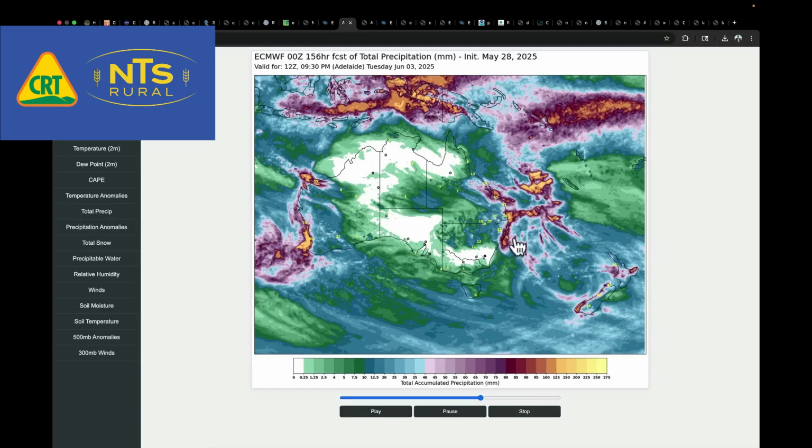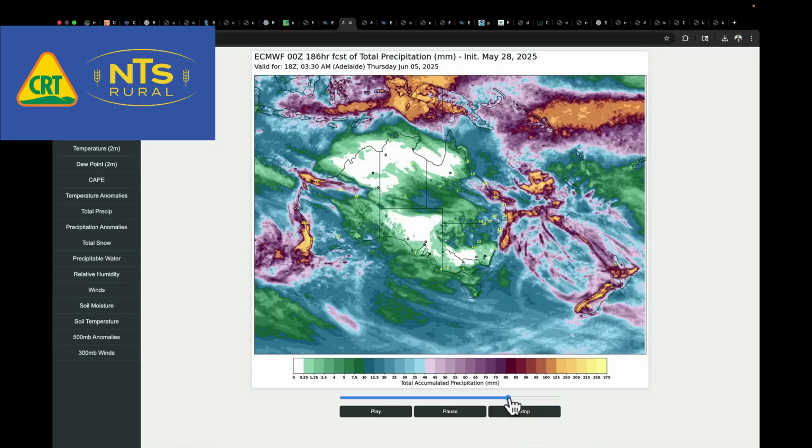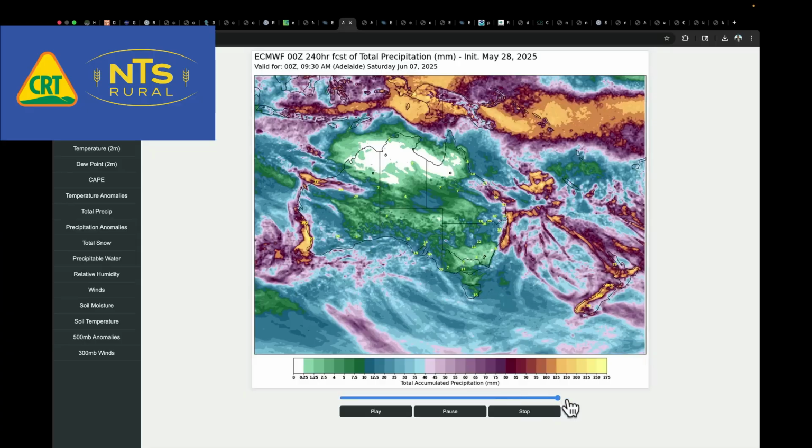Tuesday. We're going to watch for coastal showers here. Frontal boundary hitting parts of Western Australia there. And then the front comes through, and we start to see better chances of moisture getting in and around Adelaide and surrounding agricultural fields.